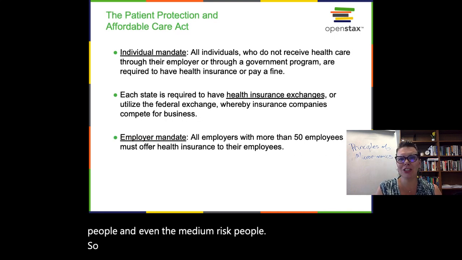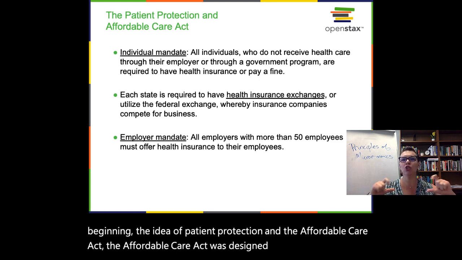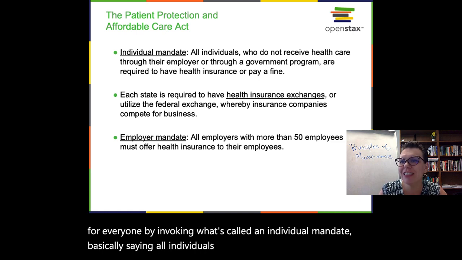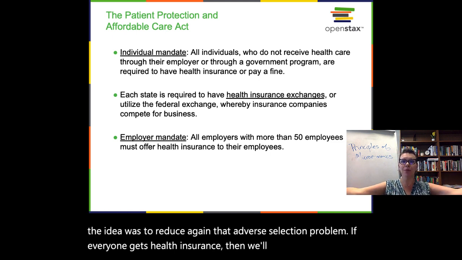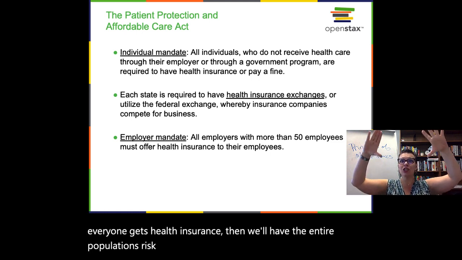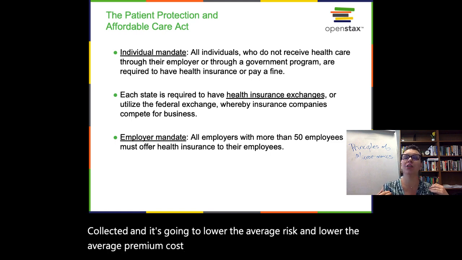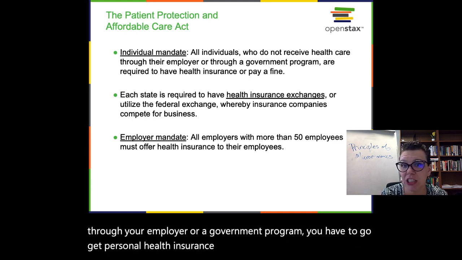So bringing it back to what we were talking about at the beginning, the idea of patient protection and the Affordable Care Act. The Affordable Care Act was designed to increase insurance for everyone by invoking what's called an individual mandate, basically saying all individuals have to get health insurance. The idea was to reduce, again, that adverse selection problem. If everyone gets health insurance, then we'll have the entire population's risk collected, and it's going to lower the average risk and lower the average premium cost. So if you don't get health insurance through your employer or a government program, you have to get personal health insurance or be subject to a fine.